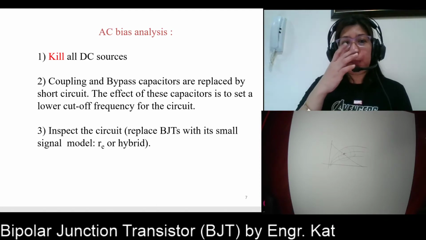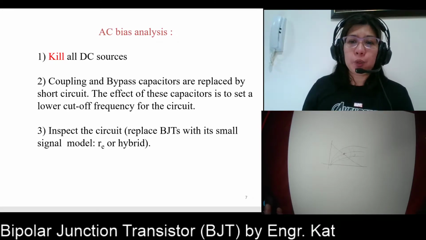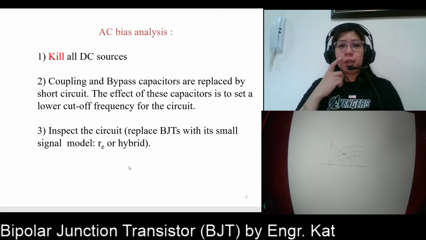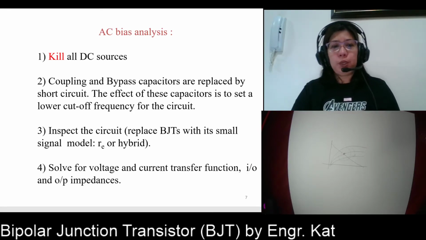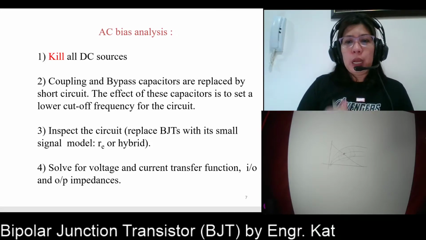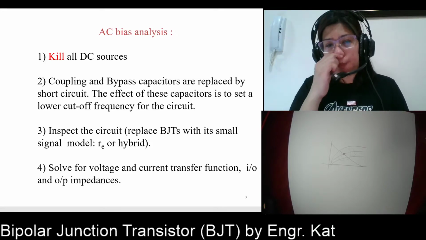So we're going to inspect the circuit. We're going to replace your BJT with its small signal model. So there are two models. You have the RE or the hybrid model. Okay? And then solve for the voltage and current transfer functions, and you have the input and output impedances.